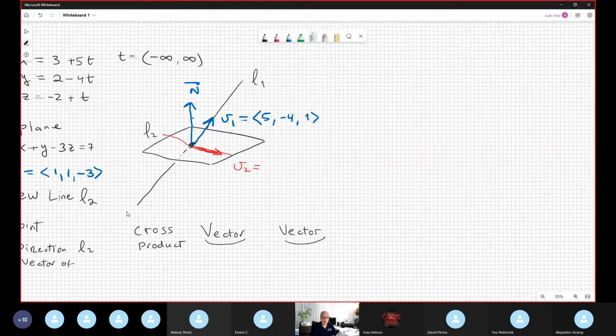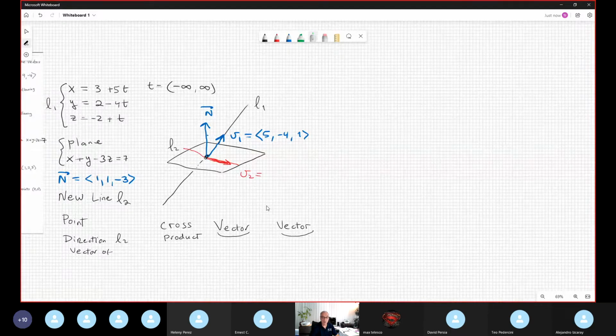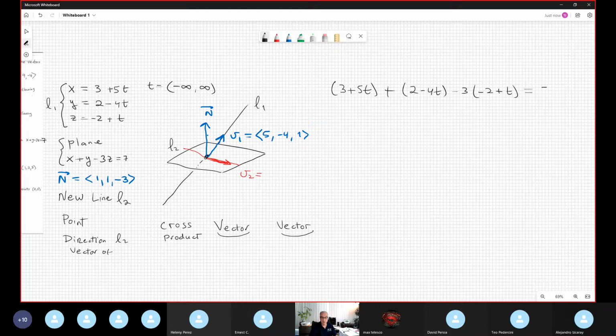Look, I take the equation of line 1 and replace x, y, z in the plane. So we have 3 plus 5t, plus y, who is y? 2 minus 4t, minus 3 times (-2 plus t), equals 7. Boom.